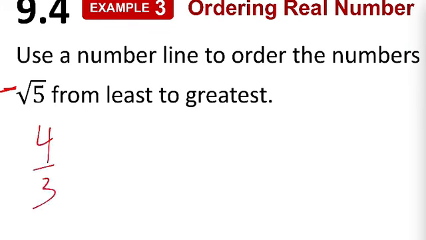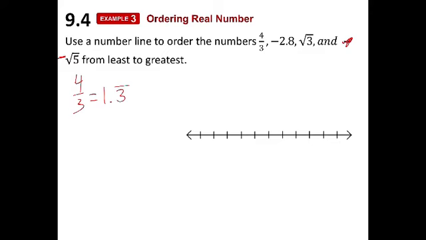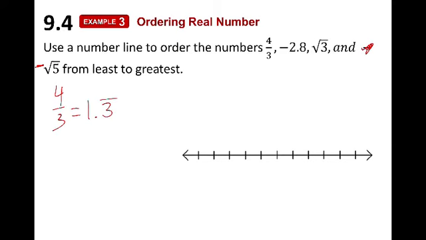So 4 over 3, if you punch that into a calculator, it's going to give you 1.3 repeated. Threes keep going on forever. Sorry, too far zoomed in. Negative 2.8. Okay, that's really easy to do. It's a decimal because it already is a decimal.